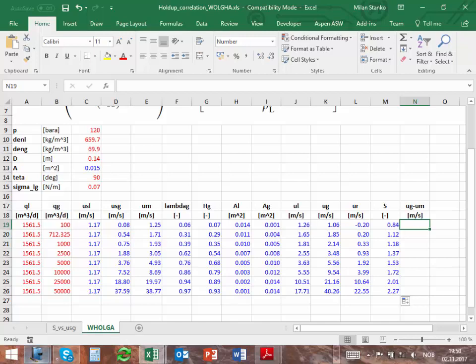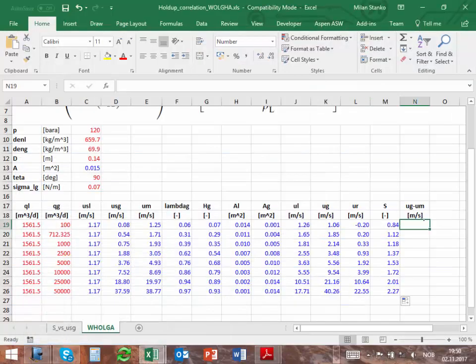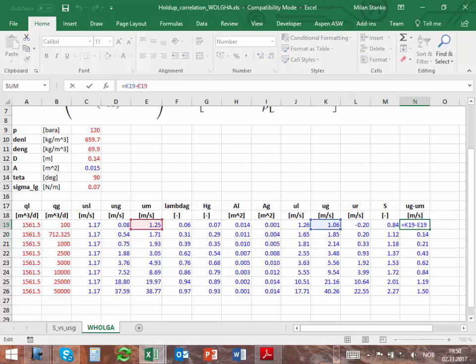And then the drift velocity is the velocity of the gas minus the mixture velocity. So initially, again, the gas is going slower than the mixture. After that, it's going actually quicker. This one is UG minus UM. That's the drift velocity. Okay? UR is equal to the difference of velocity between the phases.